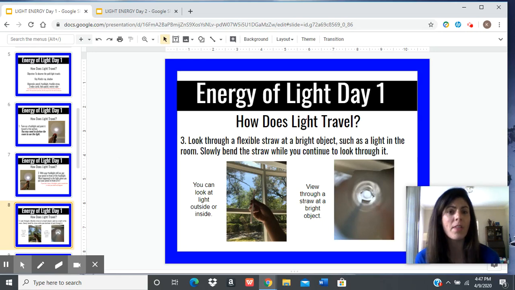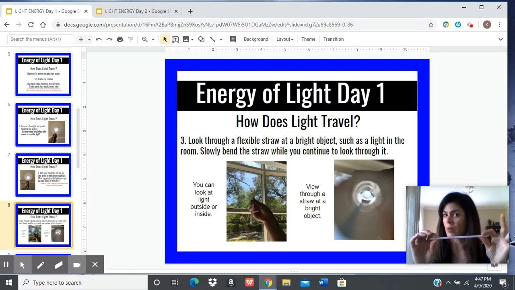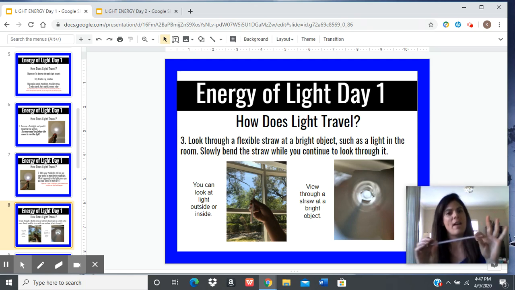The next experiment for the Energy of Light Day 1, how does light travel, involves a flexible straw. If we were in school, I'd be able to provide you with this or tell you to take a couple the next time you're at McDonald's. So if you don't have this, just use your imagination a little bit and I will help you as well.